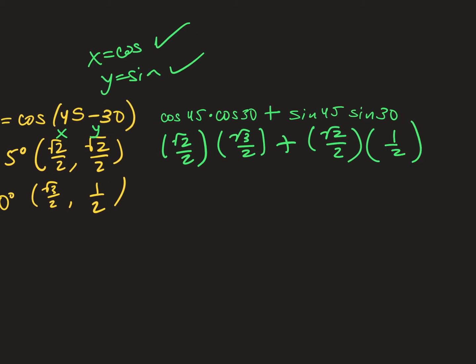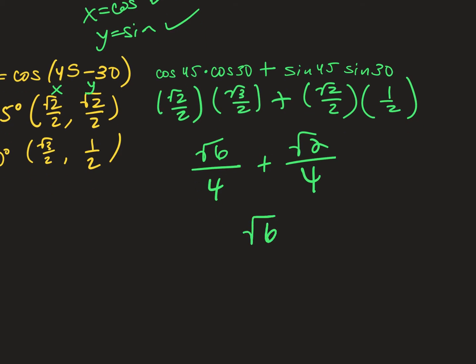My first multiplying is the square root of 3 times the square root of 2, which gives us the square root of 6 over 2 times 2 is 4. Plus, what's the square root of 2 times 1? Square root of 2. And then 2 times 2 is 4. And can I rewrite this so it's over one denominator? The square root of 6 plus the square root of 2 over 4. Can I add the square root of 6 and square root of 2 and get square root of 8? No. Those are two completely different numbers.